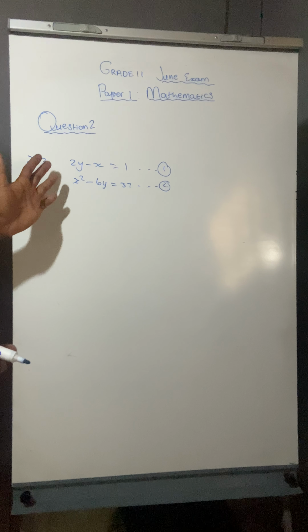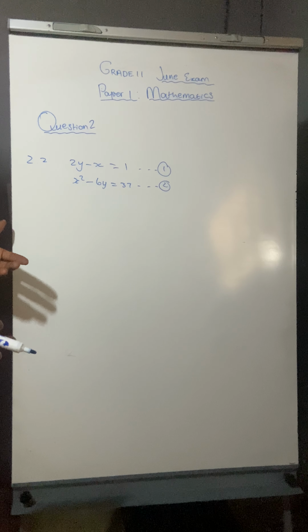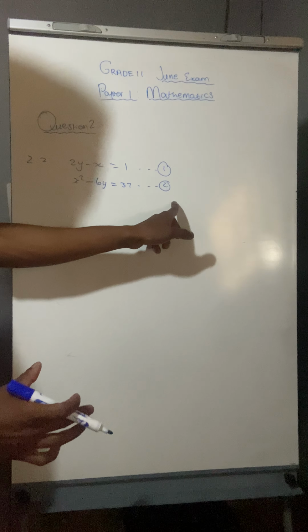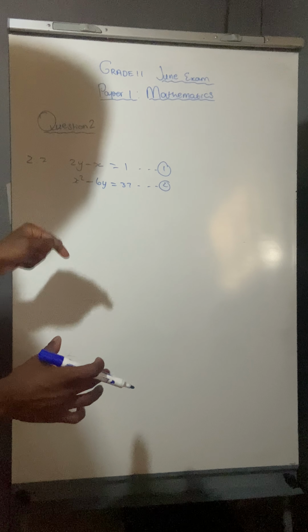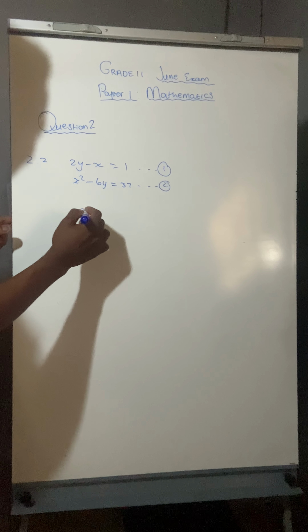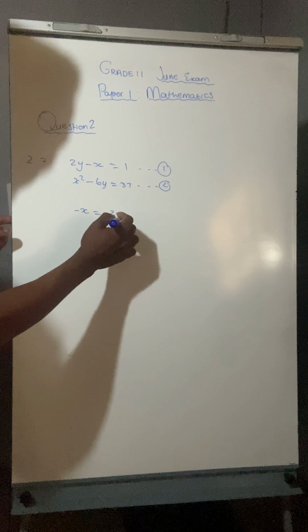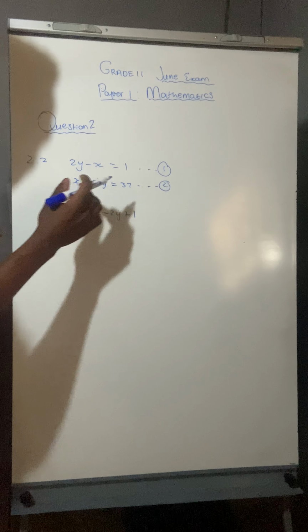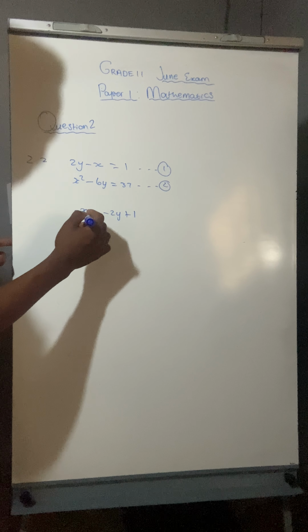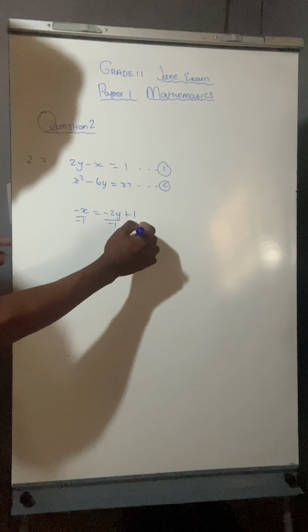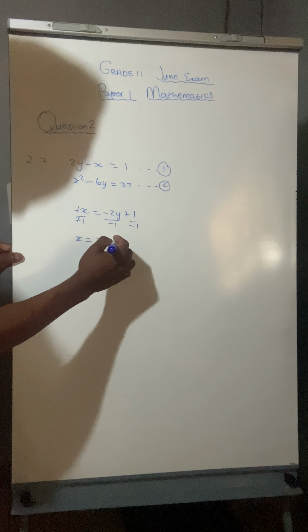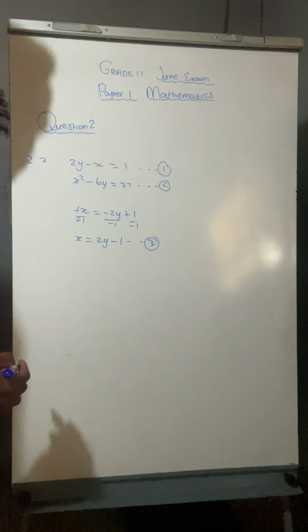Remember that whenever you are solving, you must make sure that you get a subject of the formula. In equation number 2, we cannot get a subject of the formula. But on equation number 1, we can say negative x equals negative 2y plus 1. Then you divide all of them by negative 1. So now the value of x is going to be positive 2y minus 1. This is equation number 3.